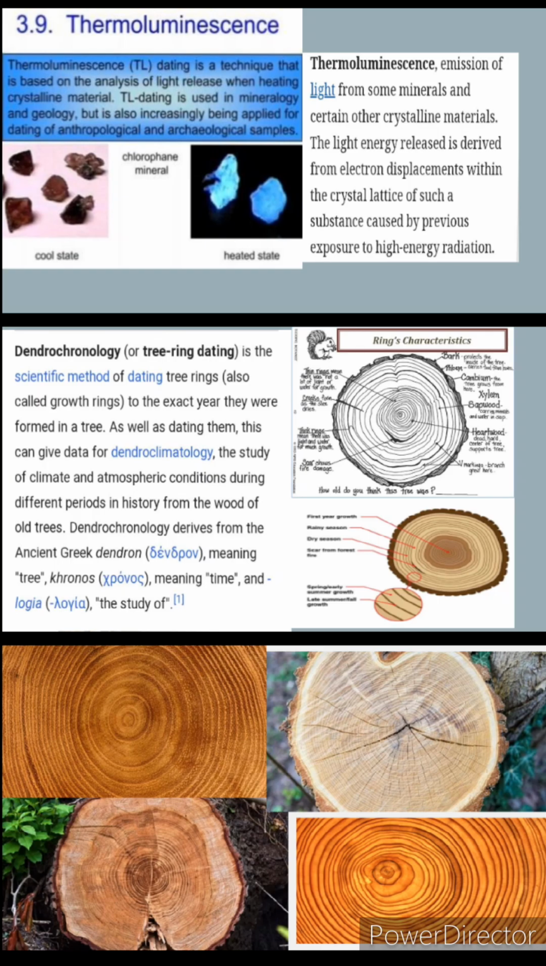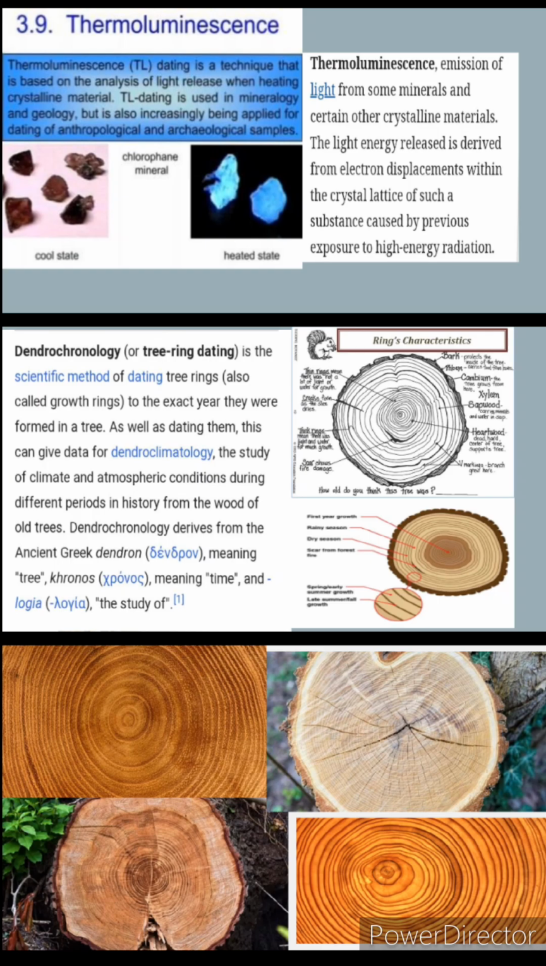In other terms, thermoluminescence is an emission of light from some minerals and certain other crystalline materials. The light energy released is derived from electron displacements within the crystals and such substances, caused by previous exposure to high energy radiation. So this is another method of absolute dating.